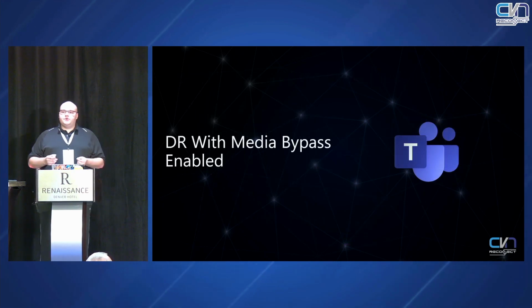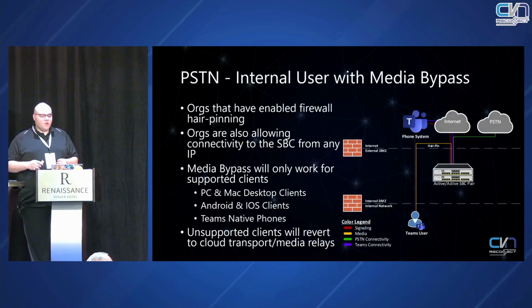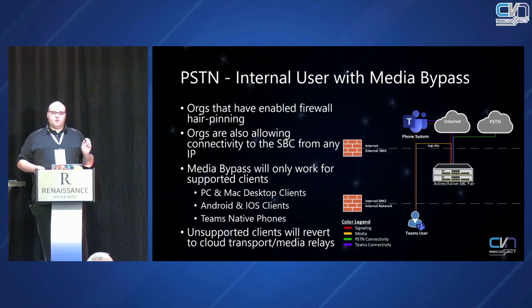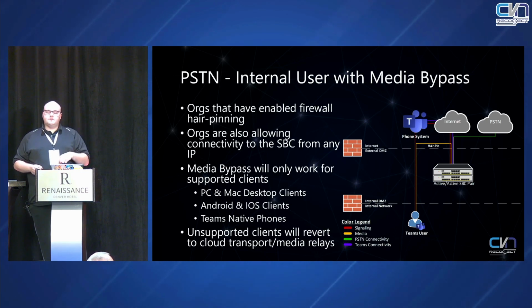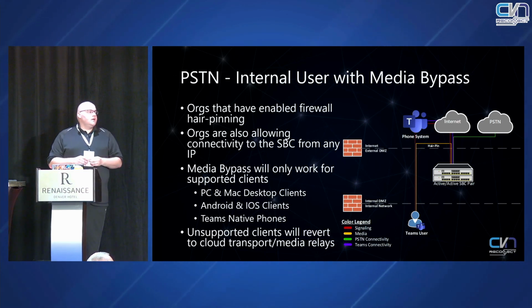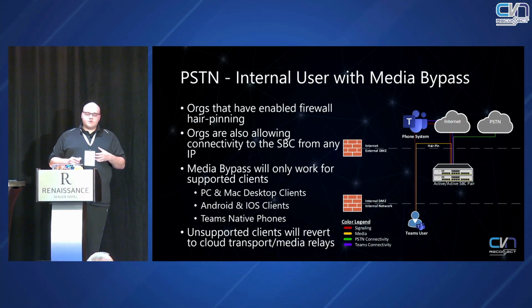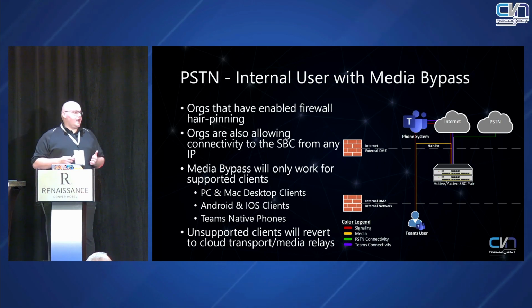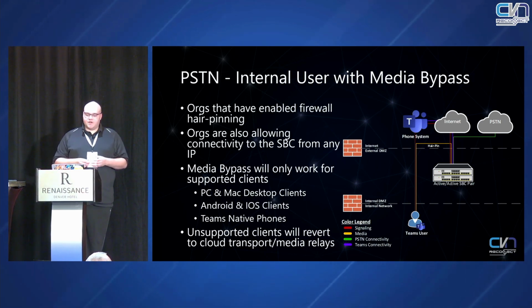So what happens as soon as you enable media bypass? If you have an internal user that's dialing out, you're going to have a hairpin on your firewall. It's going to go into that firewall and come back into that SBC that's on the DMZ. And that media is flowing as quick as it can directly into that SBC. So you're going to have pretty much however fast your internal network is, so gigabit, 10 gig, direct into that SBC, and you're not going to have any of those issues that come with that.